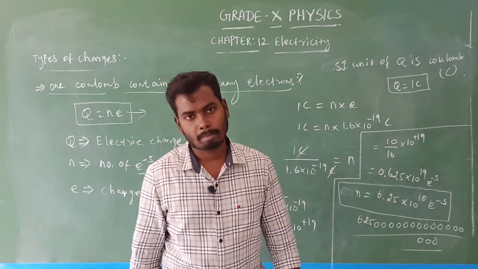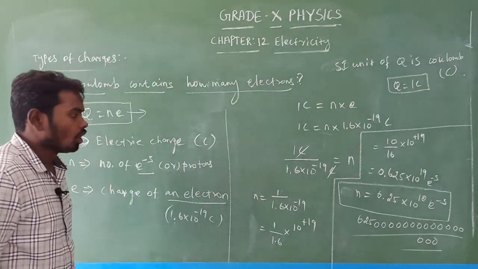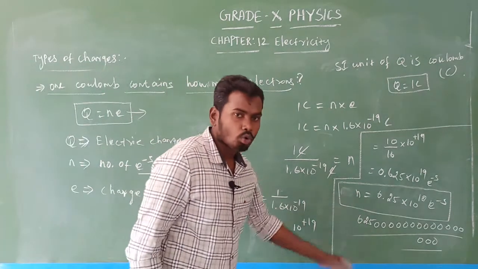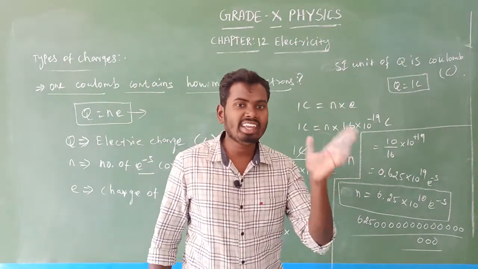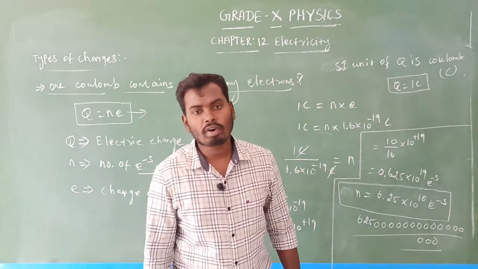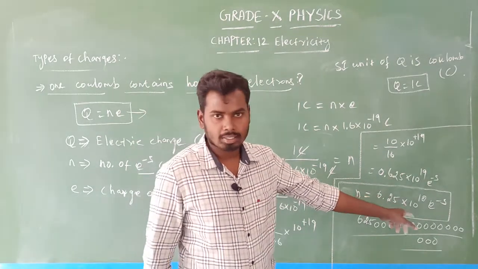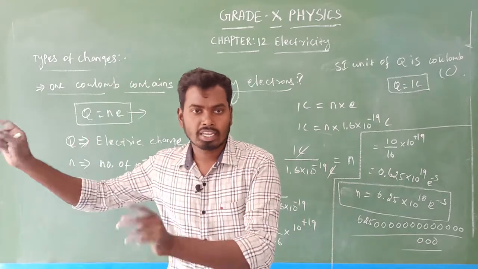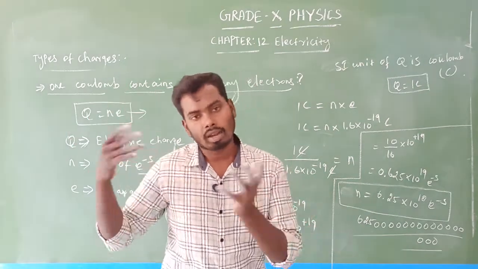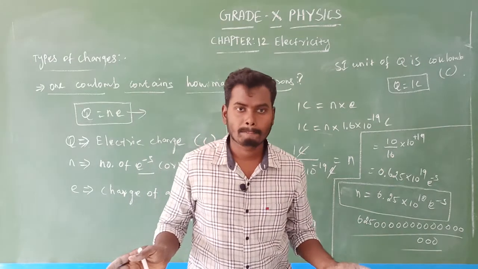Okay students, that's all. So this is very important. One more question. 1 coulomb is equal to 6.25 × 10^18 electrons. That is called 1 coulomb of charge. It can be protons or electrons. That's all. Is it clear?